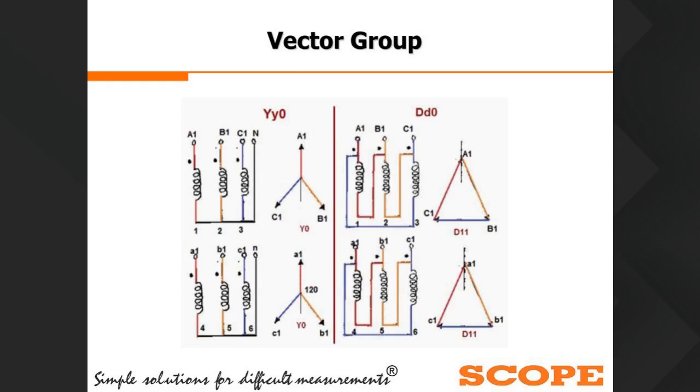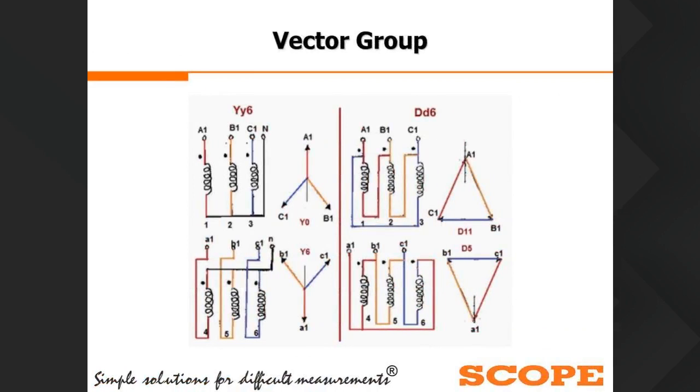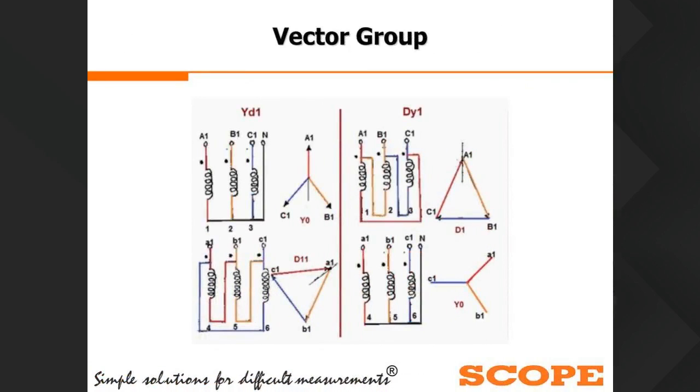Similarly Dd0, that is delta-delta, with phase angle deviation 0. If it is Yy6, that indicates star in the HV, star in the LV, and the phase angle difference between HV and LV is 6. 6 indicates 6 into 30 degrees. 1 is for 30 degrees, so 6 into 30 is equal to 180 degrees. That is the phase angle difference between the HV and LV voltages, 180 degrees. Similarly Dd6 is there. If it is Yd1, that is star to delta, the phase angle is 30 degrees. And similarly for delta-star.